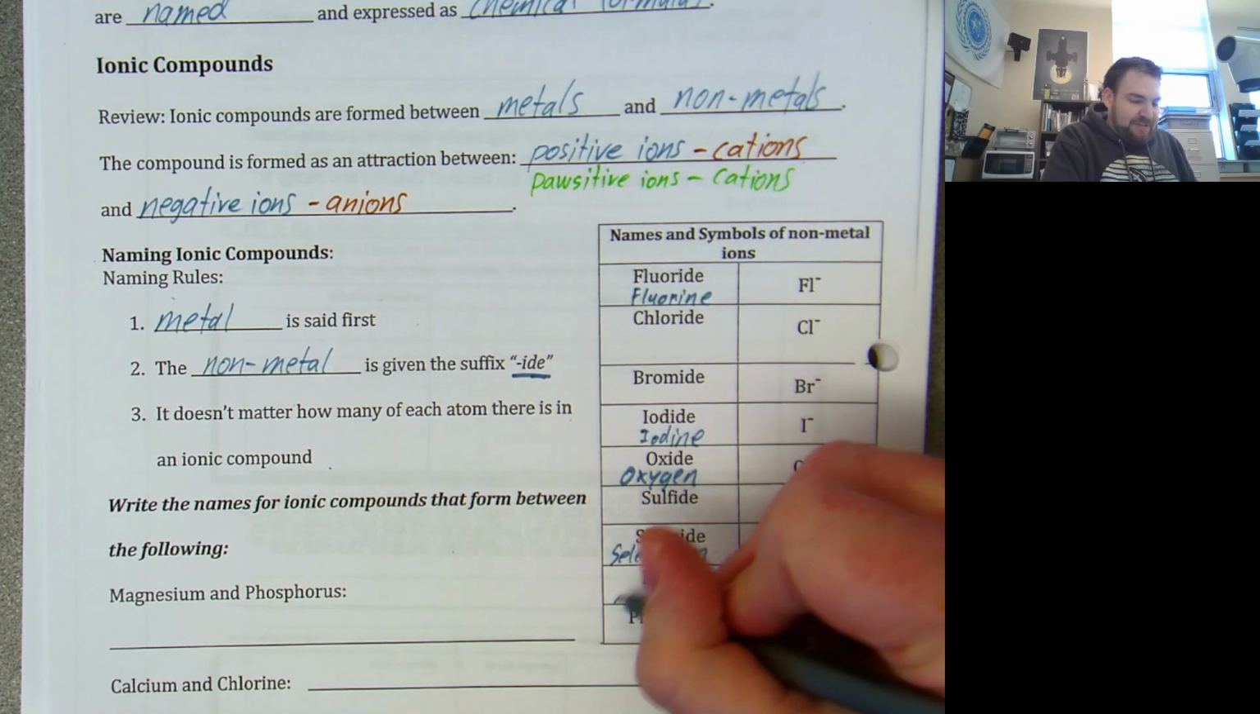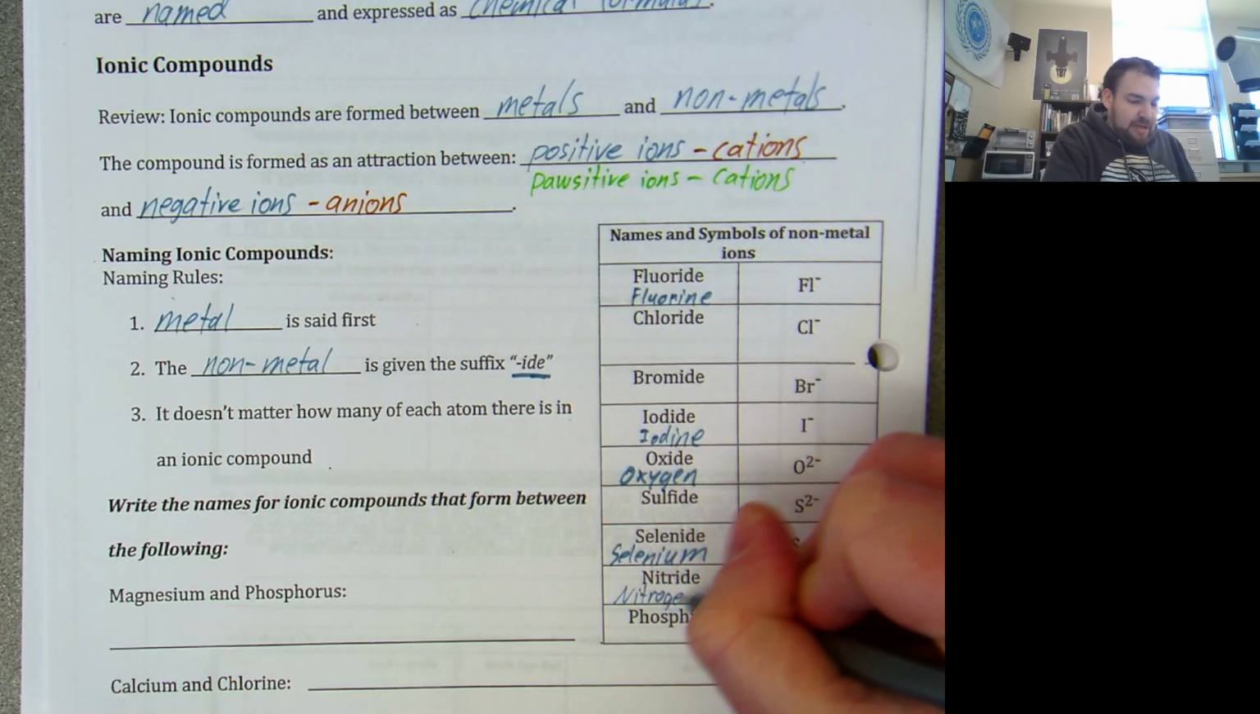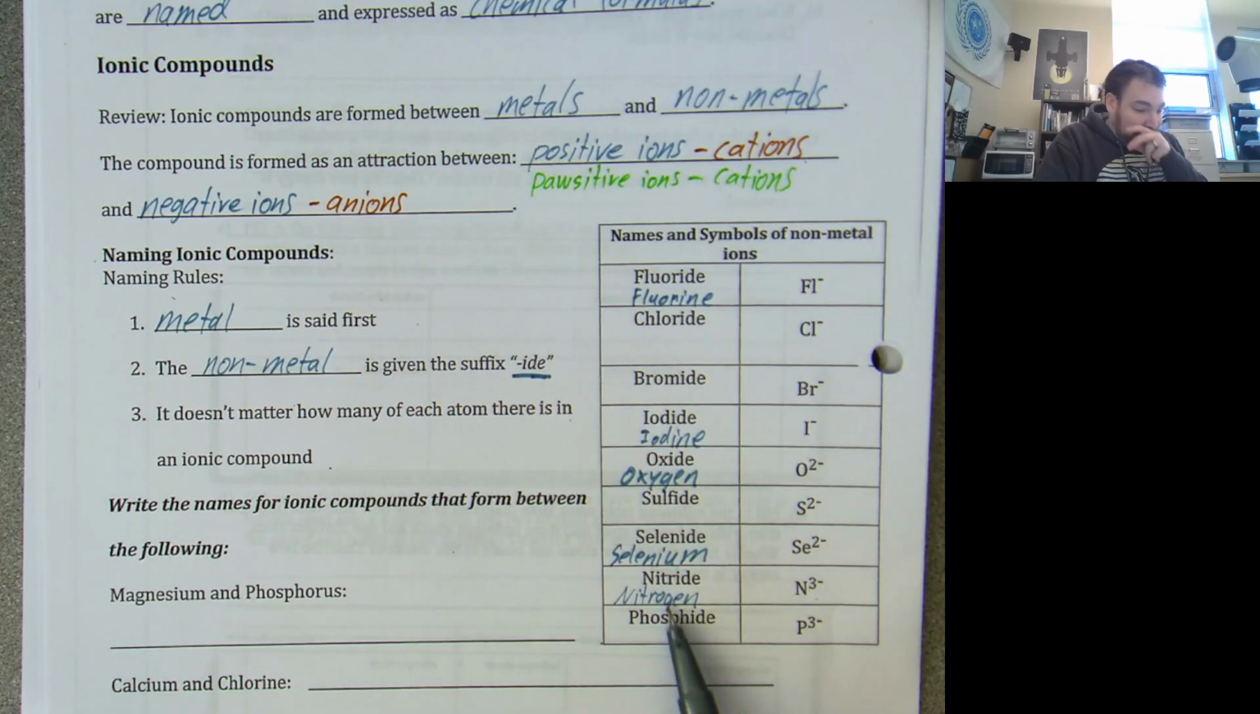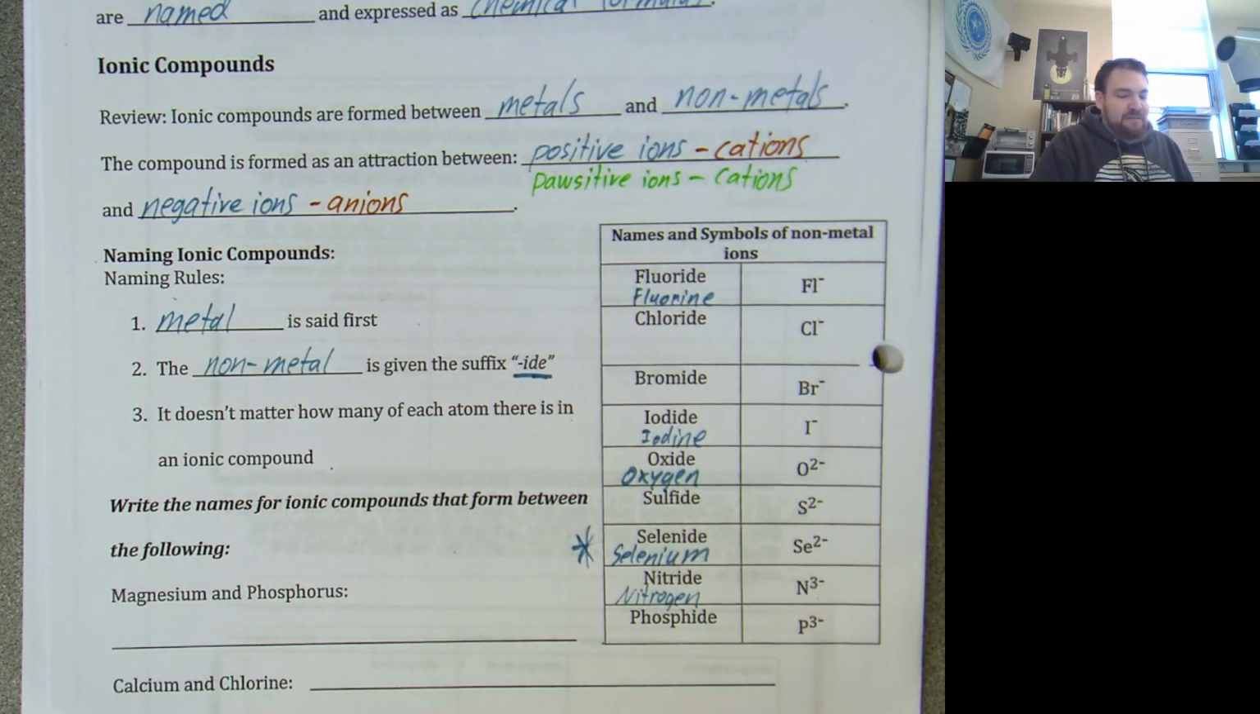But then nitrogen goes back to it. Nitrogen becomes nitride. It stops right there again. And then phosphorus becomes phosphide. I don't know why selenium is the way it is. It becomes selenide. I don't know. Maybe because selide sounds weird. But it's the one that kind of breaks the rule.